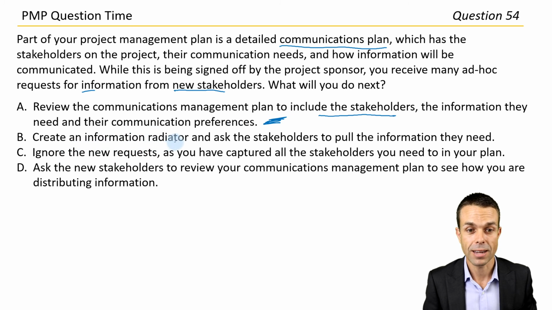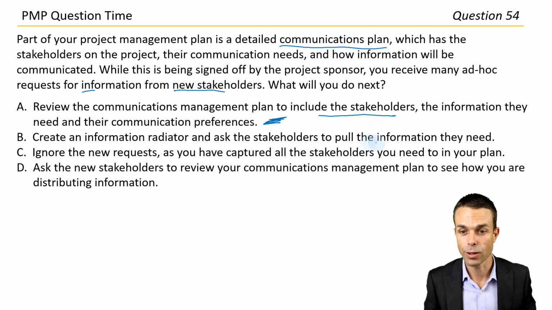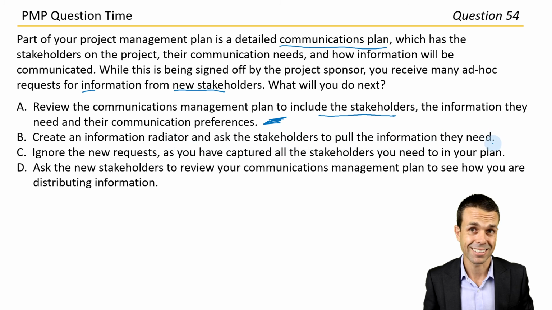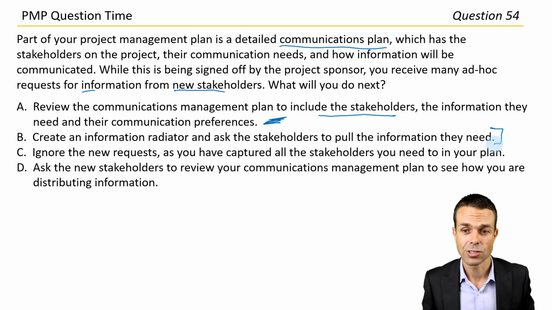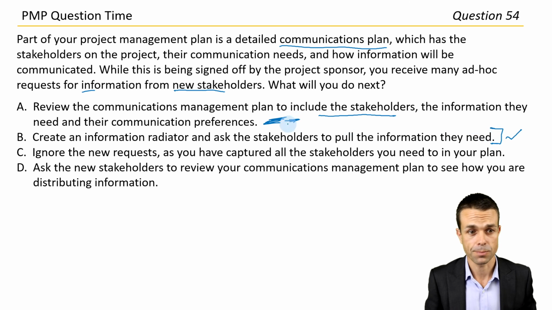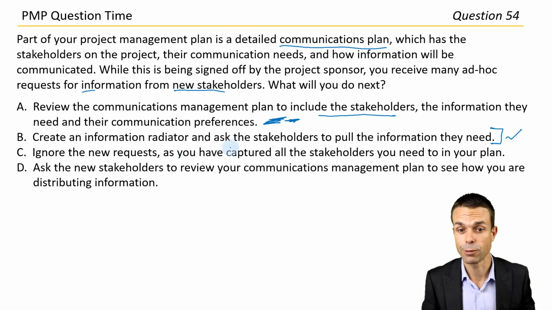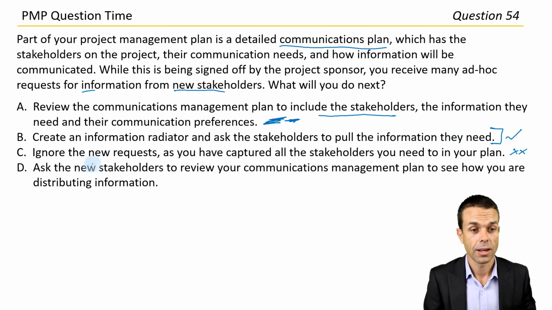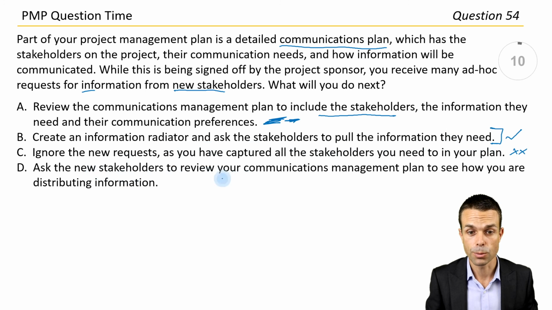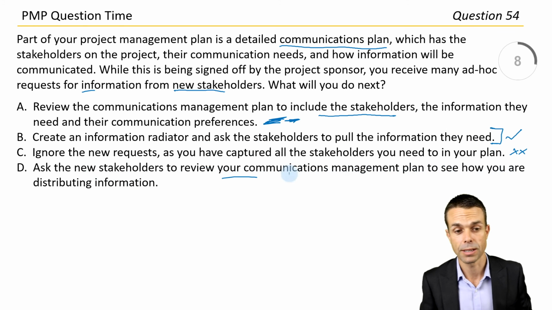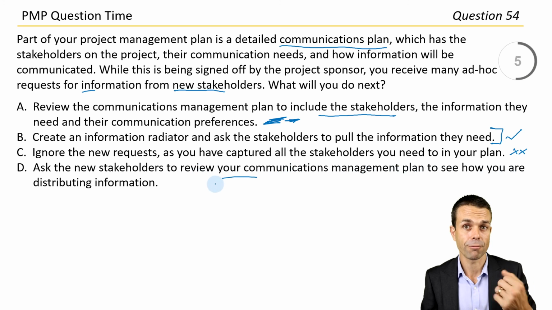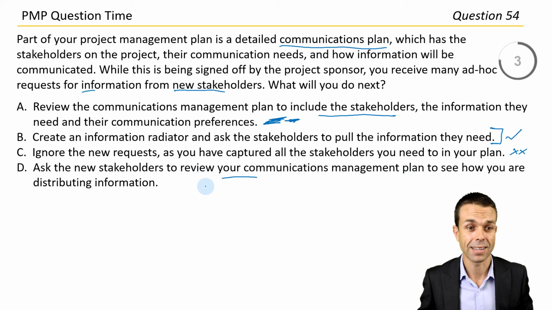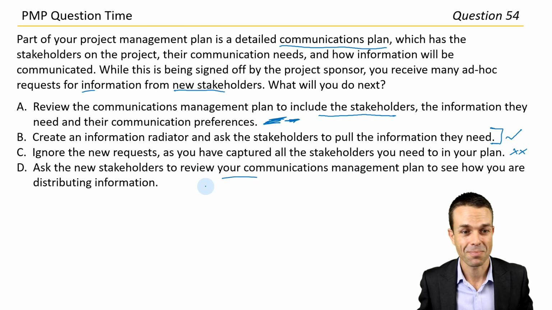Create an information radiator and ask the stakeholders to pull the information they need. That actually is pretty good, but we're talking about the communications management plan. So that's a pretty good answer, but I think this is still a better answer. Ignore the new requests as you've captured all the stakeholders you need to in your plan. Obviously not, because we've got ad hoc requests. Ask the new stakeholders to review your communications management plan to see how you're distributing information. It's up to us to get that feedback and put it into the communications management plan ourselves. Let's go with answer A.